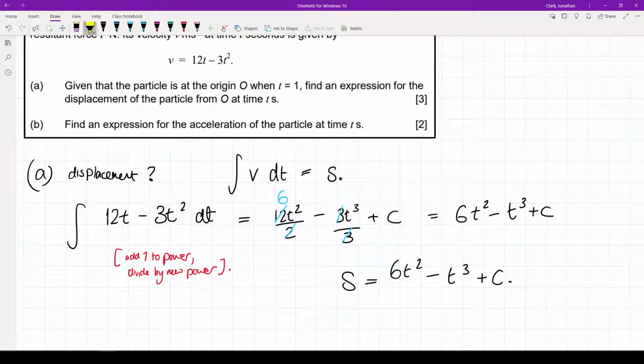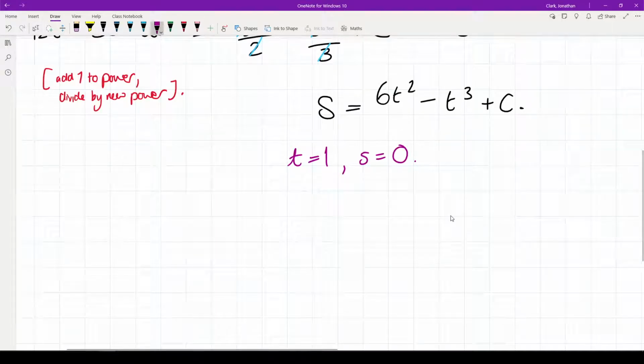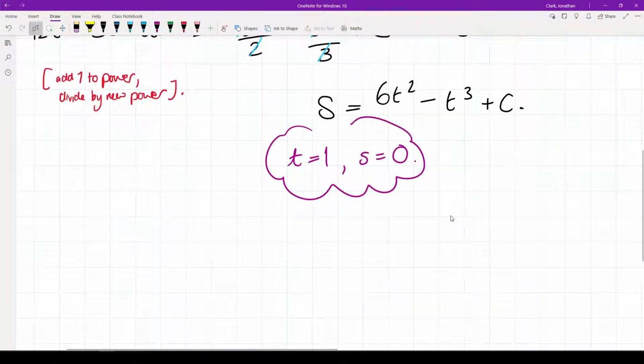Now, they did tell us some initial information here. They said that the particle was at the origin when t is 1. They haven't said it explicitly here, but when t is 1, the value of s is 0. So if it's at the origin, the implication is the displacement is 0. So let's plug these values into this equation, see what we get.